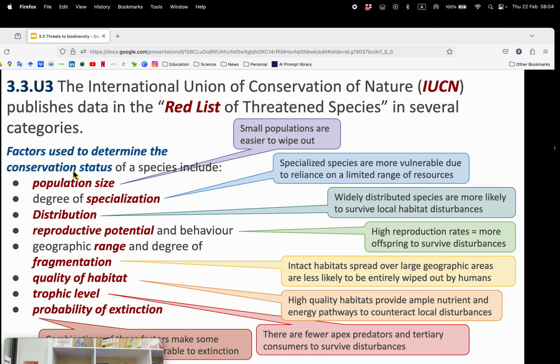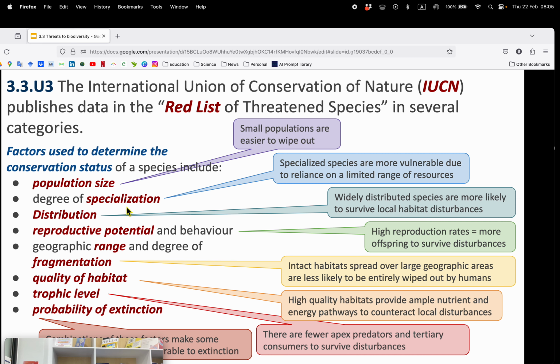The IUCN uses several different factors to consider whether or not a species is threatened or how threatened it is. Population size: it's easier to wipe out small populations. Species that are highly specialized for a very particular ecological niche are also at risk of extinction, because if that niche gets modified or wiped out, so does that species.